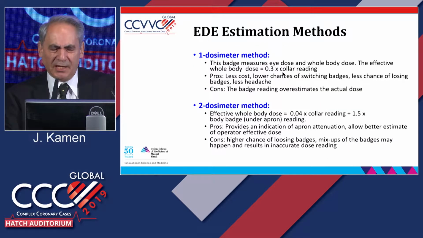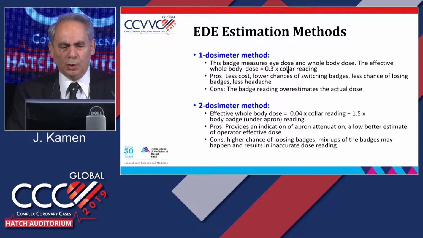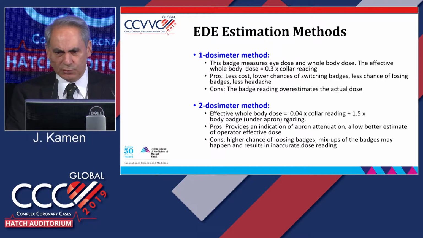Which has advantages and disadvantages. Right now, we used to do 0.3 times the collar badge, but now we have changed it, so this is now much more accurate. So the two dosimeters, we don't use.